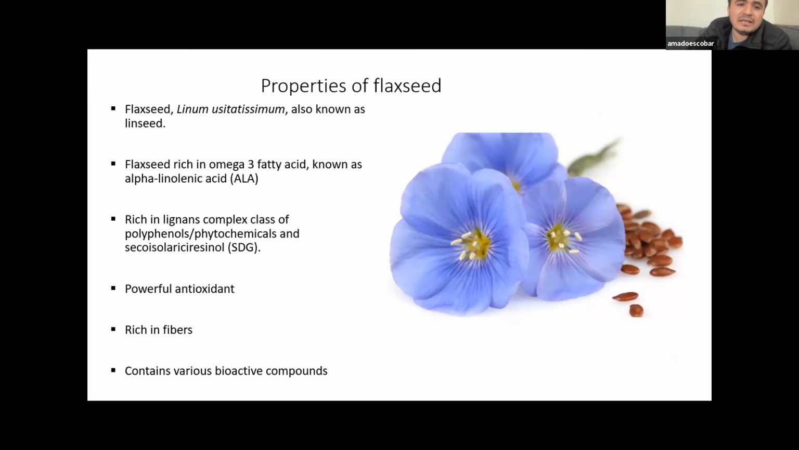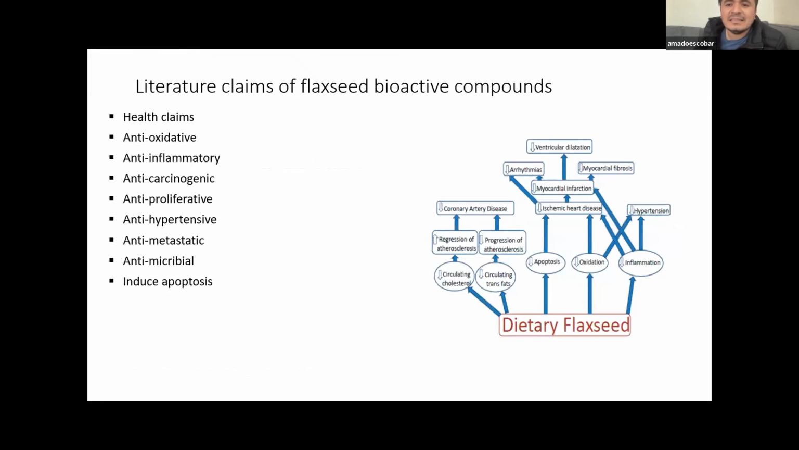Flaxseed lignan contains a complex class of polyphenols, phytochemicals, and this name, which I cannot pronounce, I would just say the abbreviation, which is SDG. There has been an increased interest in studying this plant because it contains antioxidants, anti-inflammatory, anti-atherosclerosis, and anti-estrogenic properties, and is suggested to protect against cancer, cardiovascular disease, and reduce blood glucose levels. If we can move to the next slide.